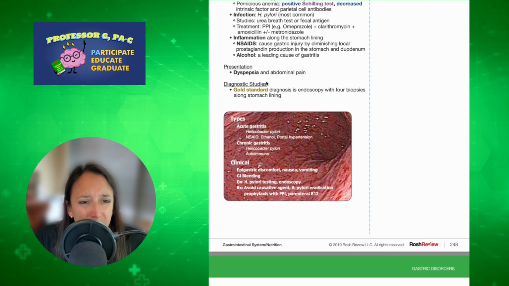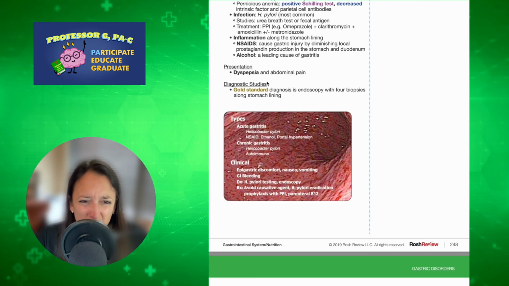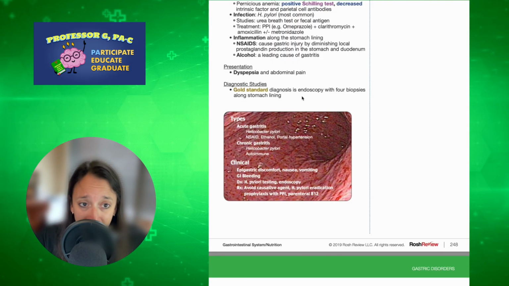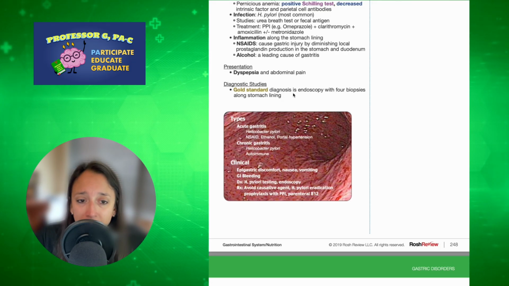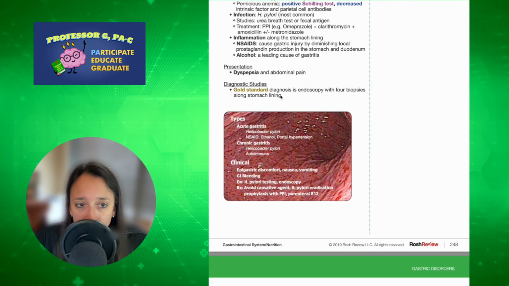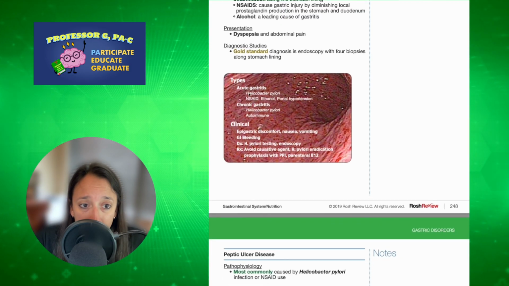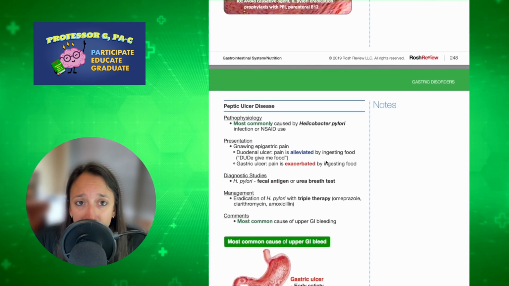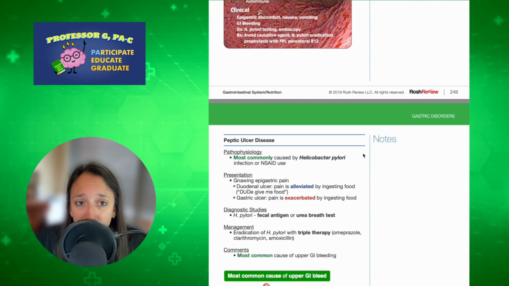The most common presenting symptom is dyspepsia, unwellness, bloating, belching, unwellness in the epigastric area often, as well as abdominal pain. So the diagnostic studies, endoscopy with biopsies is going to be the gold standard, and we often have to resort to that because it presents very similarly to peptic ulcer disease and GERD. And so to get the definitive diagnosis, we have to do that endoscopy. Here's some of the different causes and the diagnosis and treatment. Don't forget, if we have the pernicious anemia, we need to give B12.